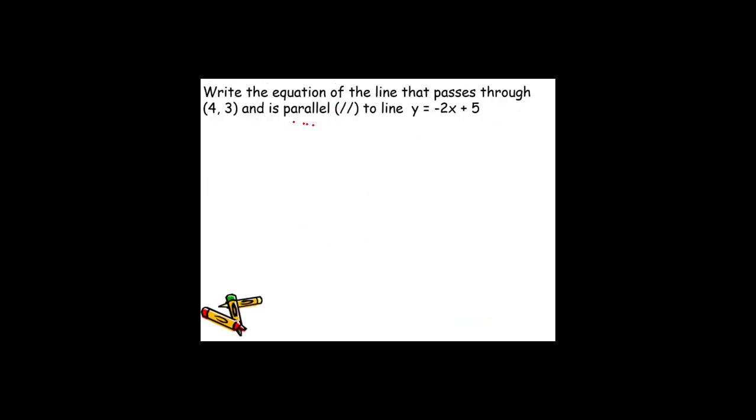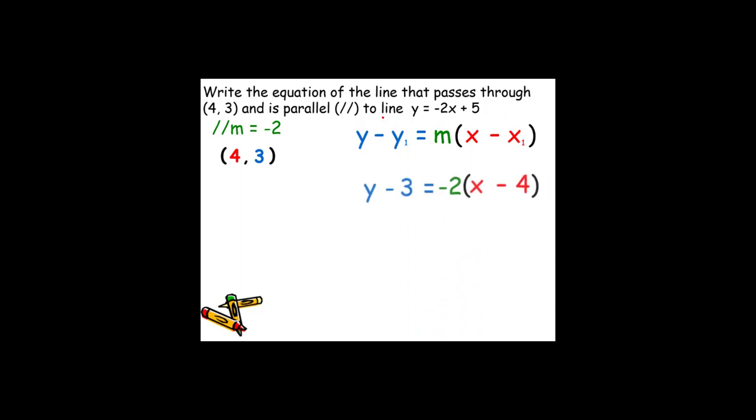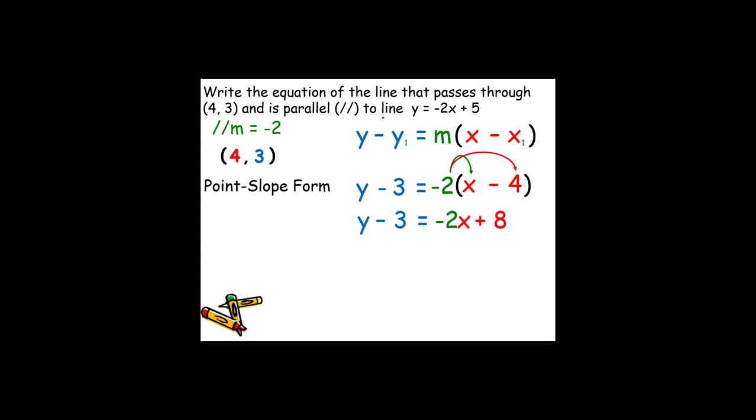Parallel lines, we have to know, have the same slope but different y-intercepts. So therefore, the slope of the parallel line will be negative 2, and the point that it passes through is (4, 3). We can utilize our point-slope form, substitute the values in, distribute, and add 3 to both sides.